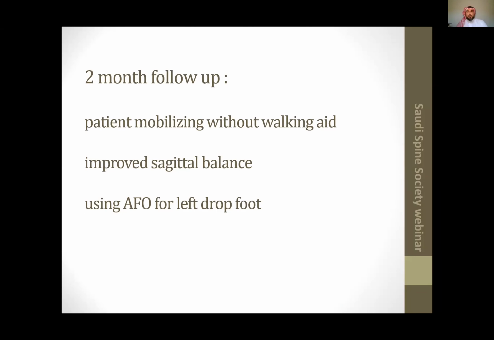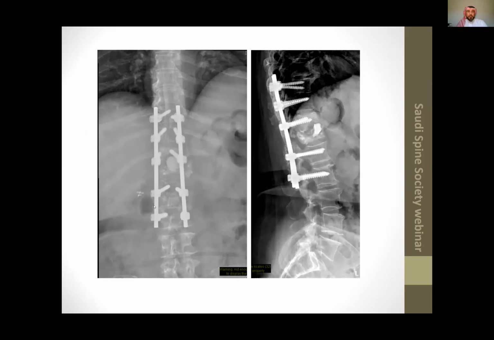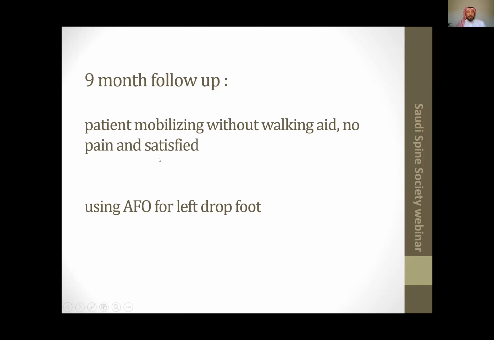She's mobilizing without walking aid, with improved sagittal balance, and she's using an AFO for the left drop foot. This is the X-ray at the first clinic follow-up. You can see here the rib head extraction for the costotransversectomy. Still maintained the cement longitudinal position. We can see more bone integration. Still the construct is maintained. At 9 months again, she is still mobilizing without walking aid and has no pain.